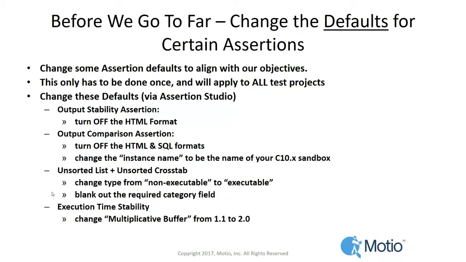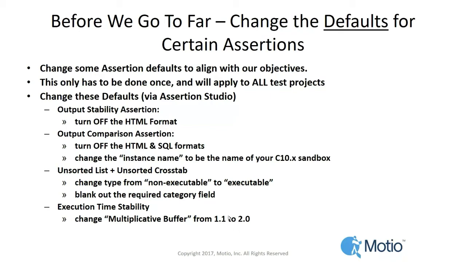For the unsorted list and unsorted crosstab assertions, I changed their type from non-executable to executable, simply because I want to be able to bundle those assertions on my existing executable test cases. I don't want to have separate test cases for those. And then for my execution time stability, I changed the multiplicative buffer from 1.1 to 2.0.